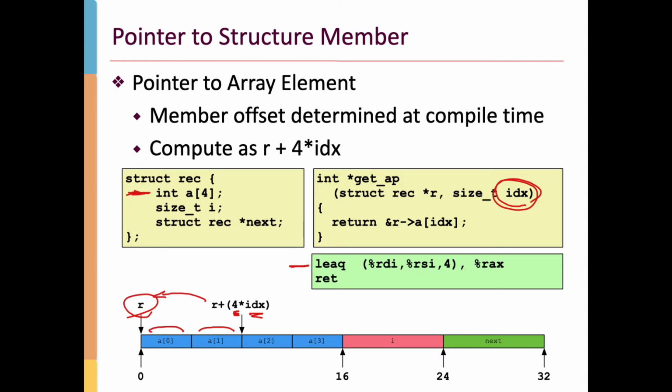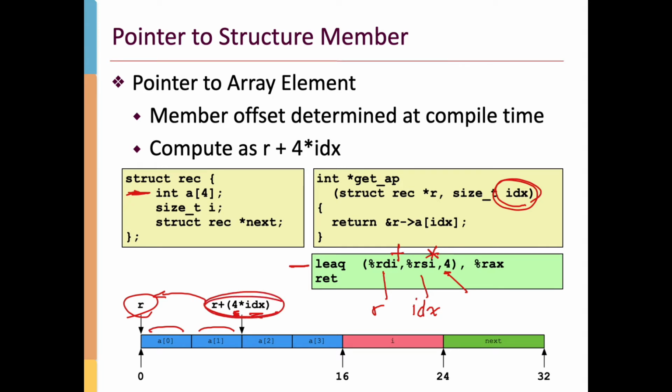It's just this one instruction basically. RDI is going to be our first parameter to the function, so that's going to actually be the pointer r. RSI is going to be the second argument to the function, so that's going to be the index value. And we know that the scale factor is going to correspond to the size of an int of 4 bytes. So we're going to take RDI plus RSI times 4, which is exactly this expression here.